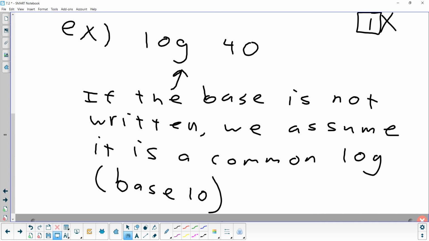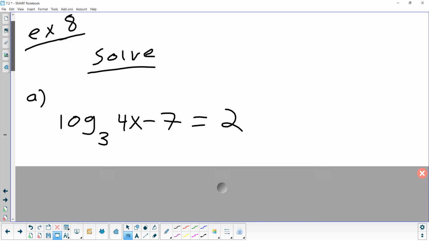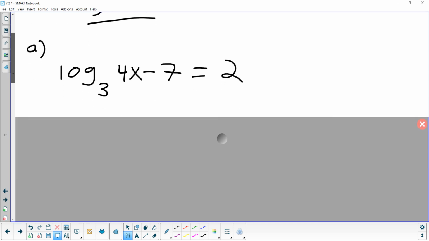Any questions on that? All right, so what are the two special names that we can have? Natural log and common log. And what is the base on a natural log? e. And what's the base on a common log? 10. Perfect. All right, so let's finish up with a few problems.